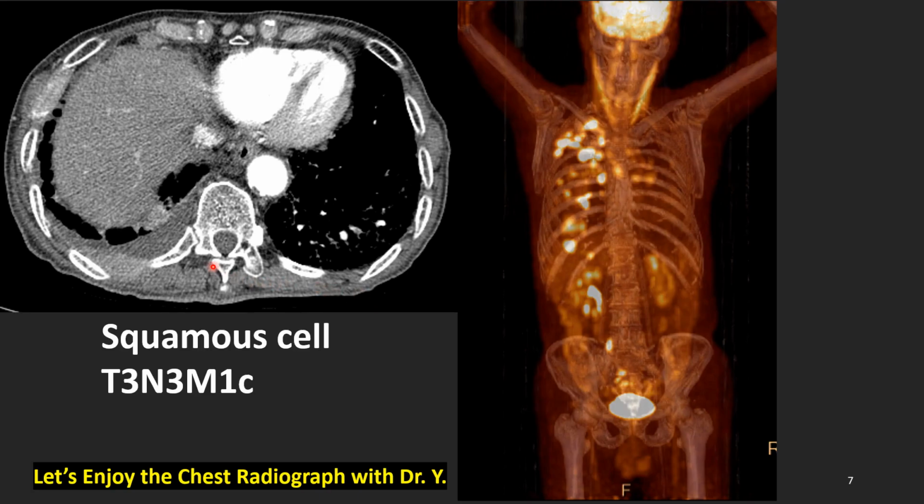At a lower level, we find other pleural nodules, pleural effusion, and rib and pleural metastasis, with rib destruction. And in this MIP PET-CT image, not only right upper lobe lung cancer but also many pleural nodules and many rib metastases. So this patient has squamous cell carcinoma of the right upper lobe, T3, N3, M1C by TNM staging, advanced, late diagnosis.